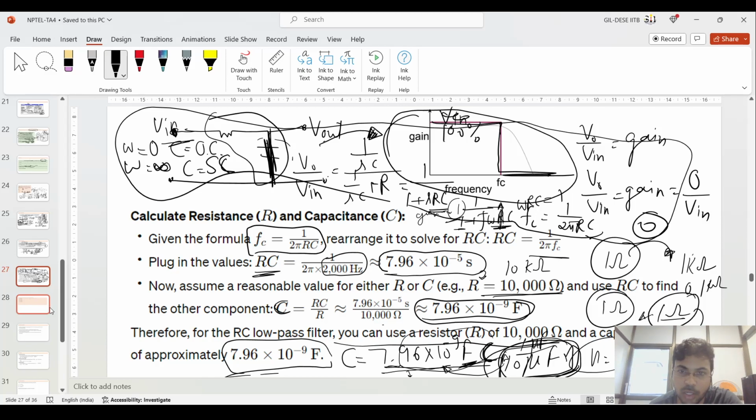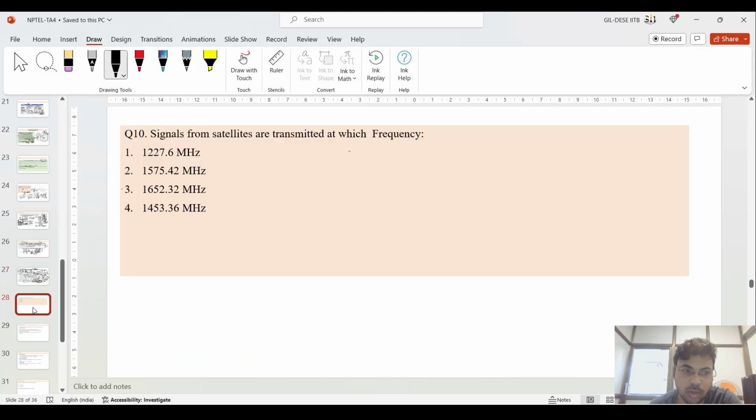Okay, so this is one of the design criteria: you should take that value which is already available in the market, not any arbitrary value like 7.96. You should take that value which is already available in the market.